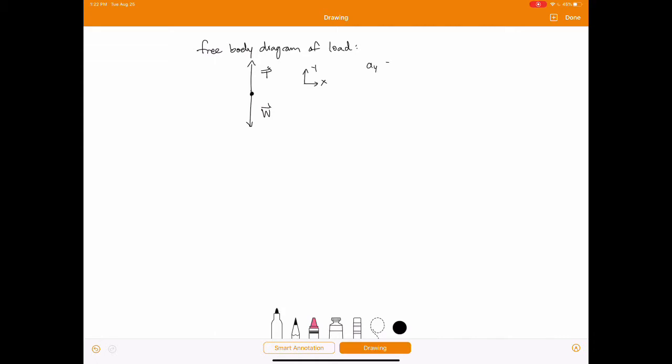Now again, let's start by saying something about the acceleration. AY is equal to 0 because the load moves up at a constant speed. So it's not accelerating. And therefore, when we take Newton's second law, the sum of forces in the y direction is equal to m times ay. We have a positive tension force and a negative weight. So we have T minus W equals 0. Therefore, T is equal to W, which is equal to m times G.